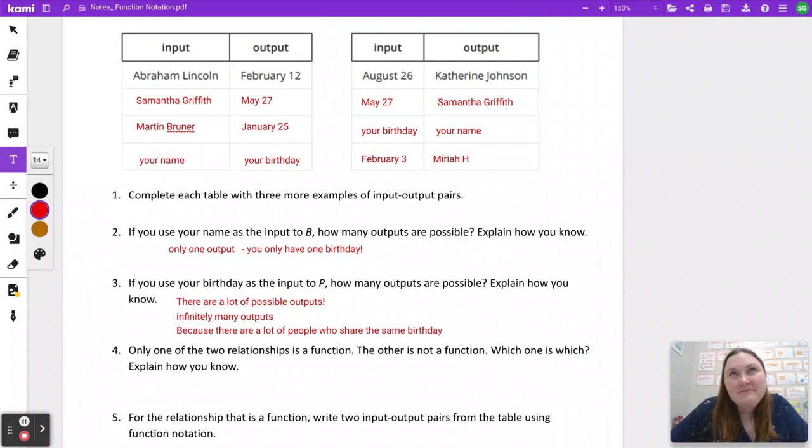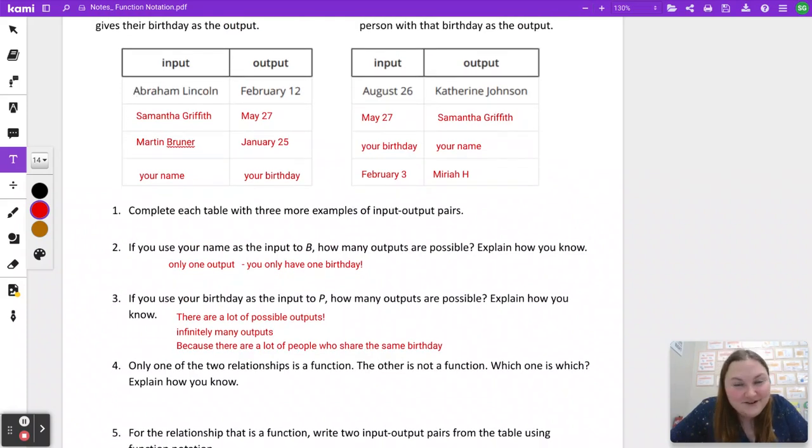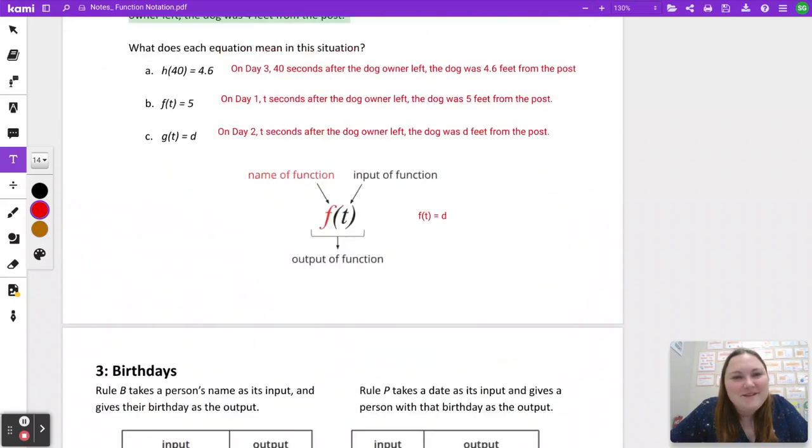So keeping in mind this idea of how many outputs each of these relationships have, I'm going to tell you only one of these two relationships is a function and the other one's not a function. Can you figure out which one is which? If you feel like you can, go ahead, pause the video now. If you feel like you need a clue, my clue is up at the top.